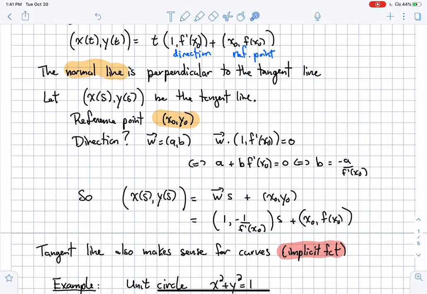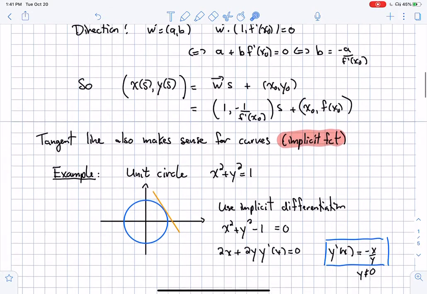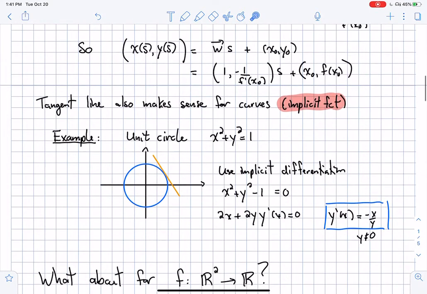And then if I just want y equals mx plus b, well, that would just be the y coordinate. All right? So that's what we do to find the tangent line and the normal line. Now note that you can do the same thing when you have not a graph of a function, but a curve whose graph is not necessarily a function, okay? And that is given by an implicit function. So how do you do this?